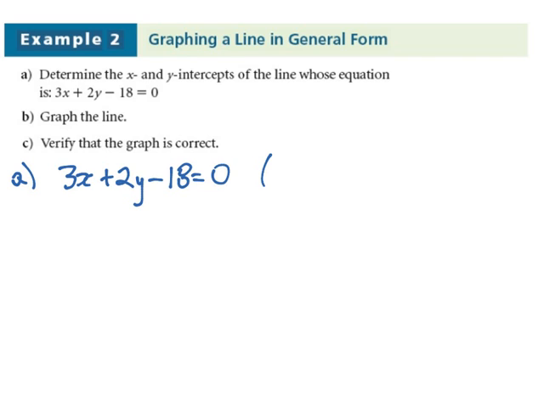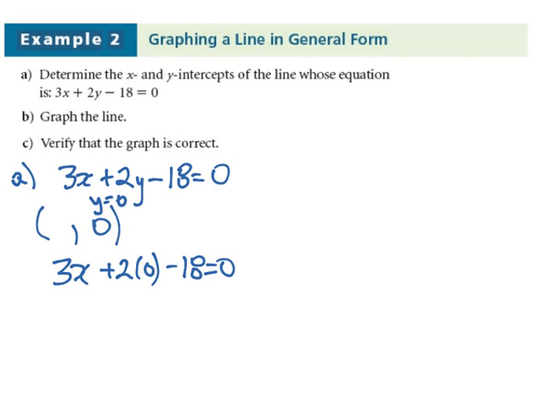Recall that whenever we have an x-intercept, the y is equal to 0. So we're going to plug in y equals 0 into this equation, and we're going to solve for x. So 3x plus 2 times 0 minus 18 equals 0. 3x plus 0 minus 18, we're going to subtract 18 from both sides. Actually, plus 18 from both sides. And we'll get 3x is equivalent to 18.